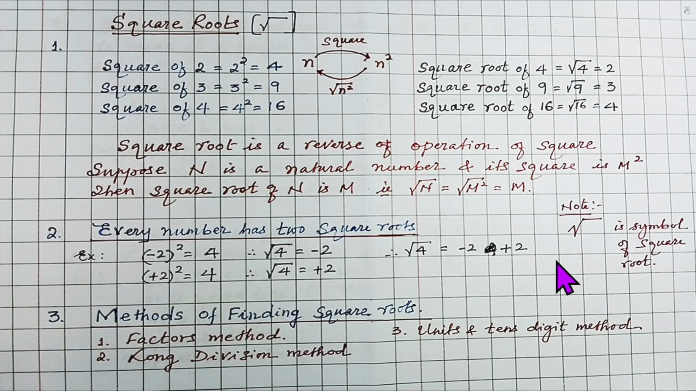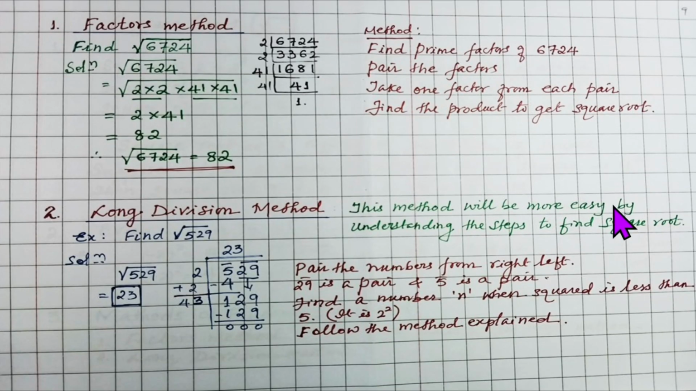Now what are the methods of finding the square roots of given numbers? There are different methods. We have the factors method, the long division method, the subtraction method, and the unit digit method. So let us understand each method by taking one example. Now let us go to the factors method first.